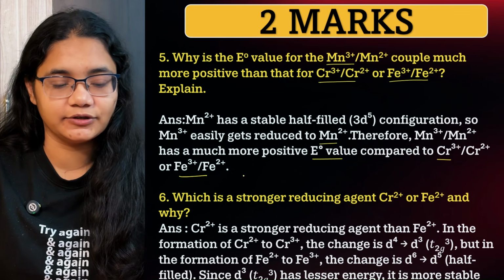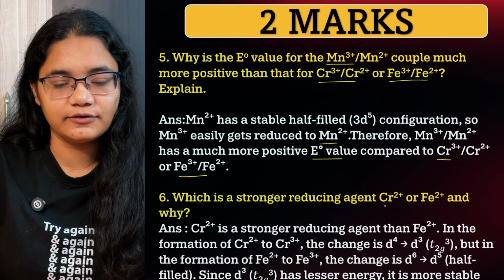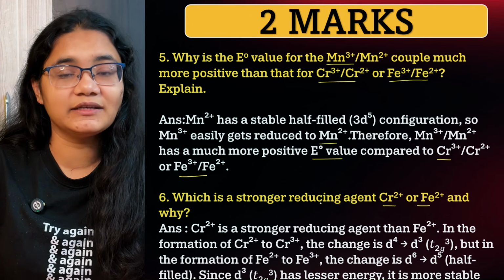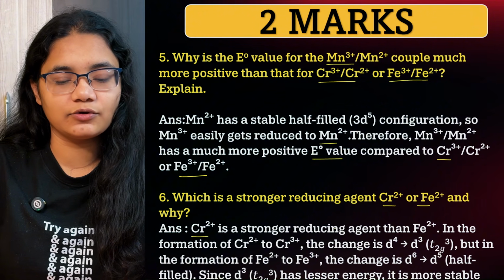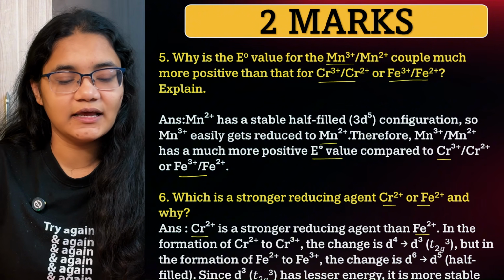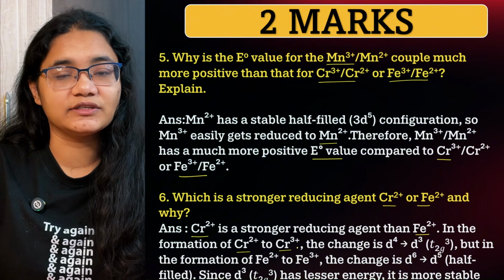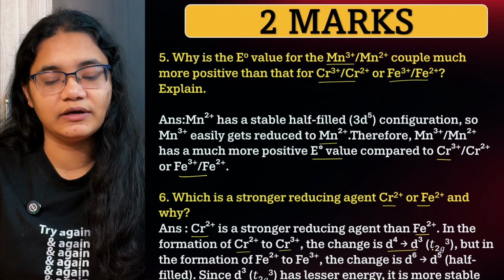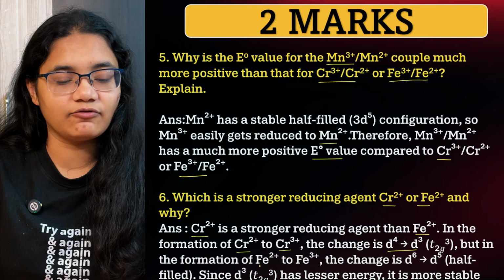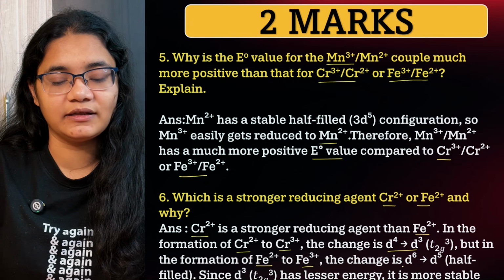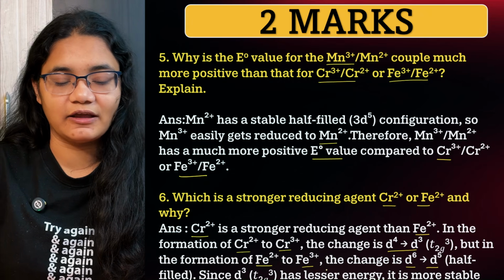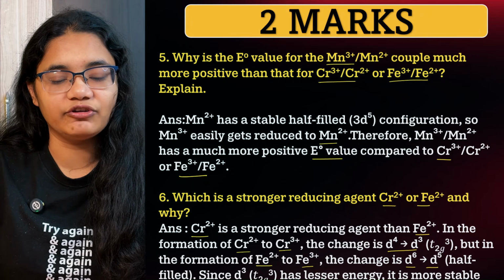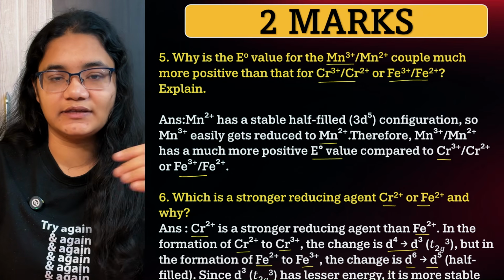because here there is a transition to a stable configuration. Next, which is a stronger reducing agent, Cr2+ or Fe2+, and why? Cr2+ is a stronger reducing agent than Fe2+. In the formation of Cr3+ from Cr2+, the change is d4 to d3, t2g3. But in the formation of Fe3+ from Fe2+, the change is d6 to d5, half filled. Since d3 t2g has lesser energy, it is more stable.